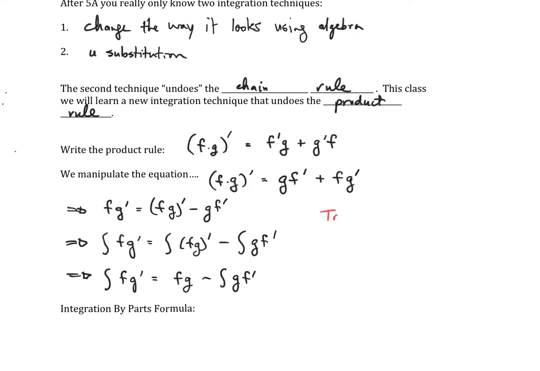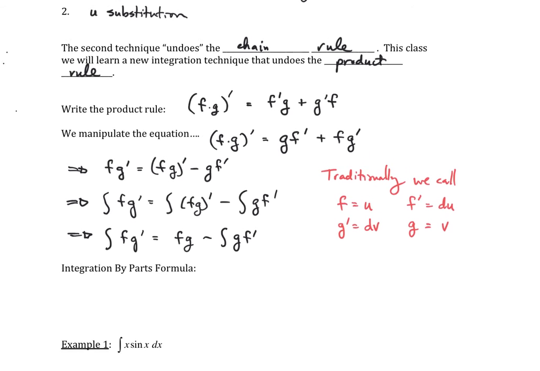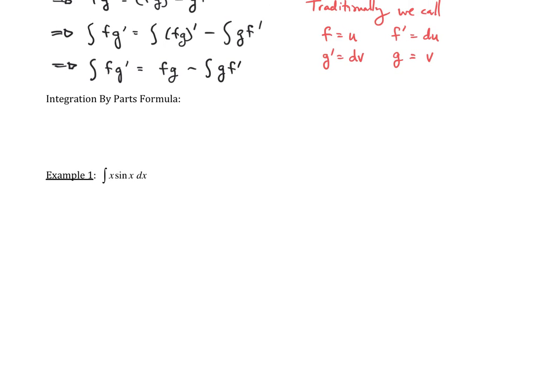Now, traditionally, we call f equal to u, and that means that f prime, we call du, and then we usually call g prime dv, and that would make g equal to v. So when we go to write our integration by parts formula, we usually write it with the u's and v's. So the formula is basically the integral of u dv is equal to uv minus the integral of v du. And I'm going to highlight this because it is important to us. This is definitely something that we want to memorize, okay?